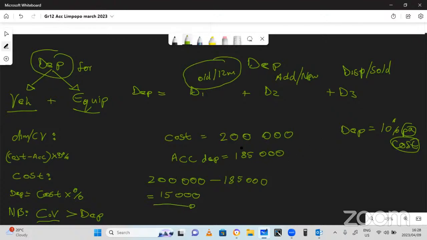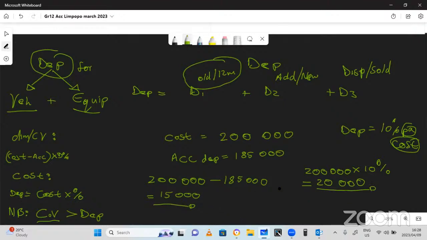So now we calculate the depreciation. We take the cost price, 200,000, multiply by 10%, which will give us 20,000. Then you compare, and you can see that the depreciation is greater than the carrying value, and that can't be good, people. So now we need to correct this.